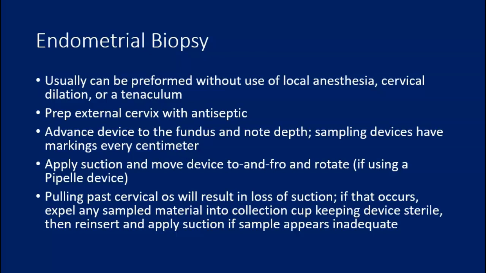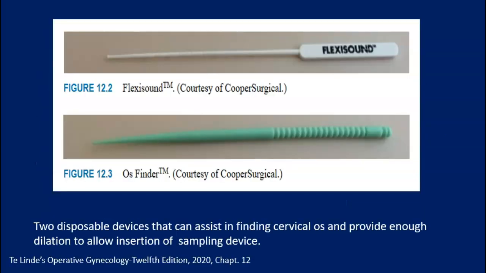And then you apply suction by pulling back on the so-called plunger and move the device in a to and fro motion, as well as rotating it, such as with the Pipelle device. This usually will provide an adequate sample, usually with the first pass. However, if you do pull past the cervical os, you will lose suction. If that occurs, then you should expel any sample material into the collection cup, but keeping the device end sterile, and then reinsert and apply suction again if it appears that the sample that you already have obtained is inadequate.